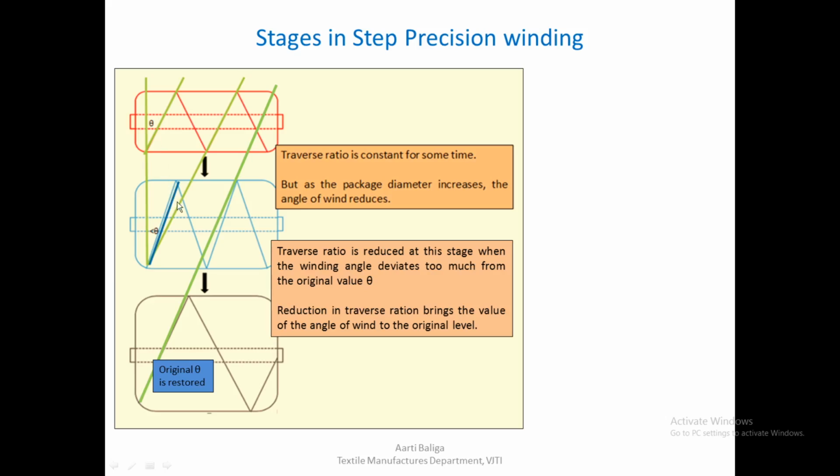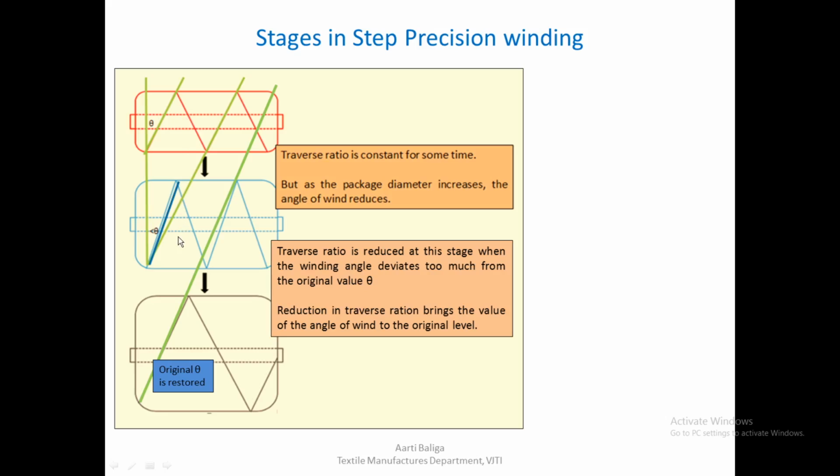And as we can see, this was the original angle theta. These green lines are just for reference. These are all parallel lines. So the angle that this green line makes with the vertical is going to be theta. We can see here that this coil's angle has changed and it has reduced, so it has become less than theta.